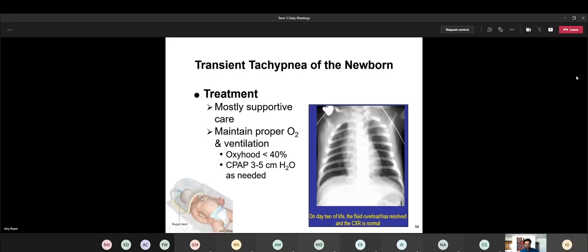So as far as what do we do, you could just give oxyhood. You can place them on a 40% oxyhood, 30% oxyhood, and then of course monitor them and see how they do. I think some people call this oxyhood a head box. Or you may want to do CPAP, because positive pressure is going to force the fluid out of the alveoli, and it's also going to keep the fluid from moving back into the alveoli.